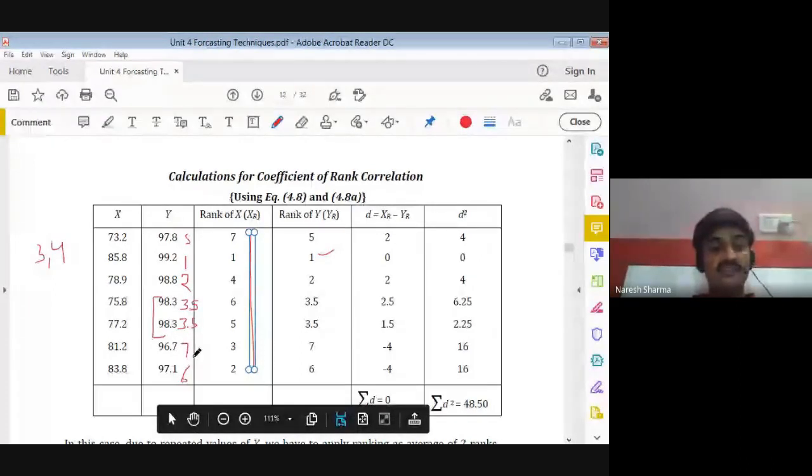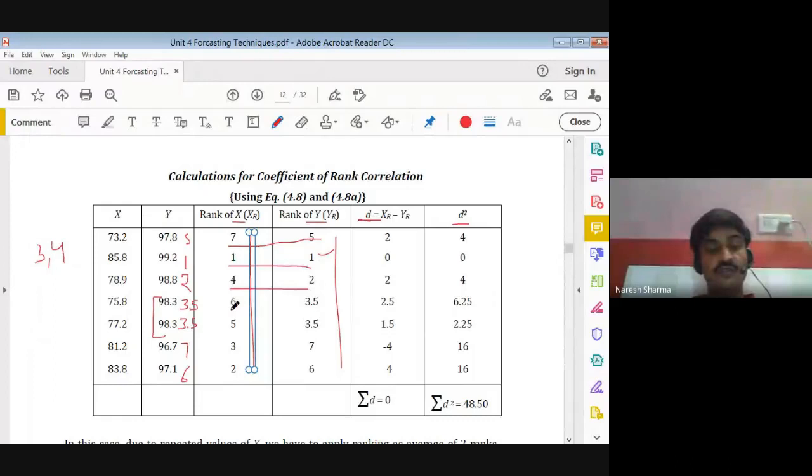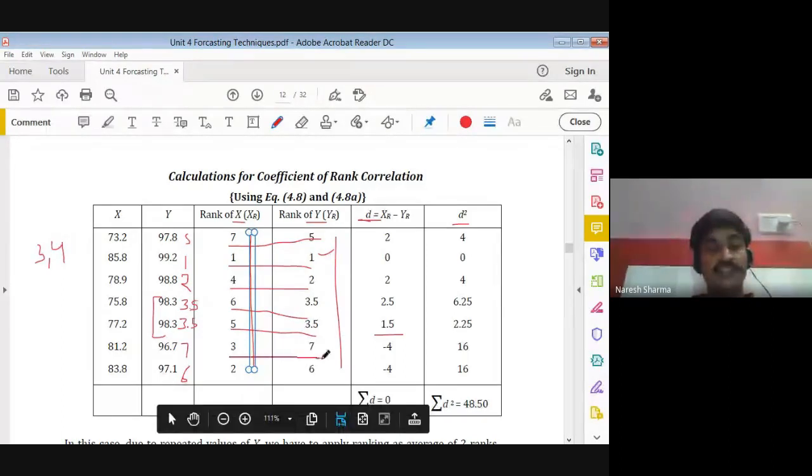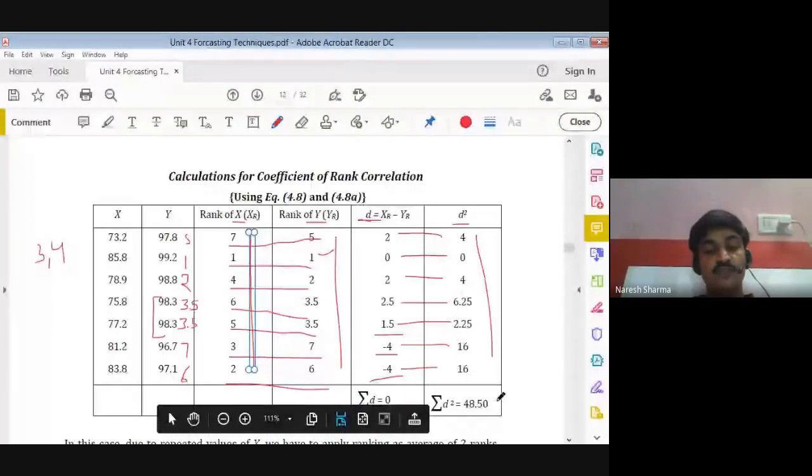After doing the ranks of x and y, you calculate d and then d square. d means the difference between these two: 7 minus 5 is 2, 1 minus 1 is 0, 4 minus 2 is 2, 6 minus 3.5 is 2.5, 5 minus 3.5 is 1.5, and 3 minus 7 is minus 4, 2 minus 6 is minus 4. The squares of these are 4, 0, 4, 6.25, 2.25, 16, 16. Add these, we get 48.50.